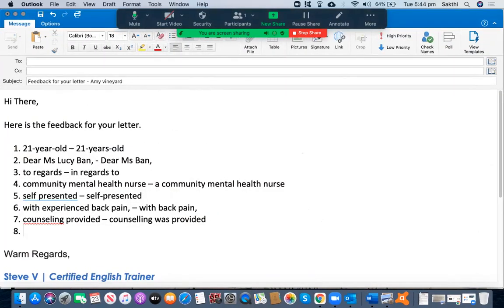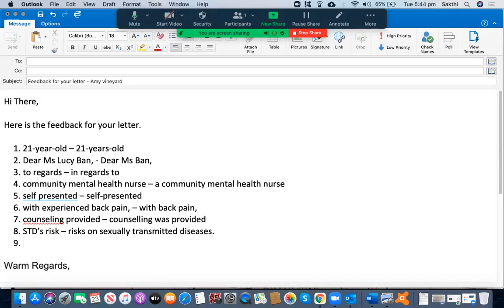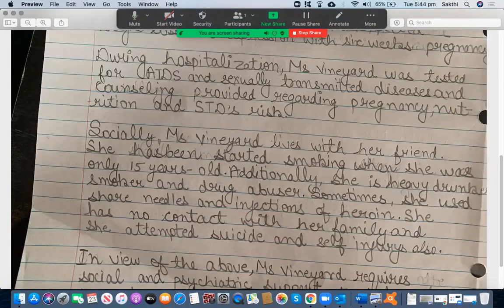So it's better to expand at least STDs risk. You can say risks on sexually transmitted diseases. Okay, STDs. All right, let's go to the next one.